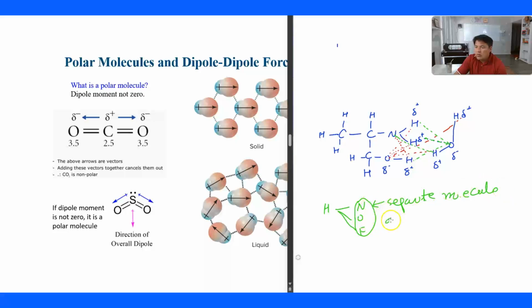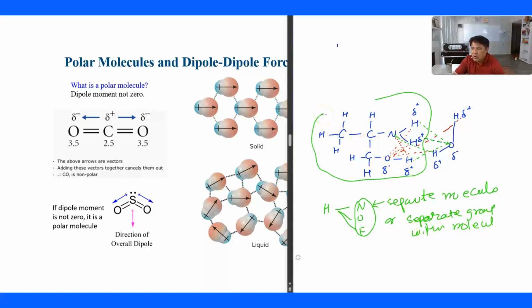or separate group within a molecule. So same molecule also, look at that, this is the same molecule, right? This is the same molecule, but it's making the hydrogen bond. Look at this oxygen, this nitrogen, making the hydrogen bonds, right? That's why hydrogen bond can be between two different molecules or between two different groups also.